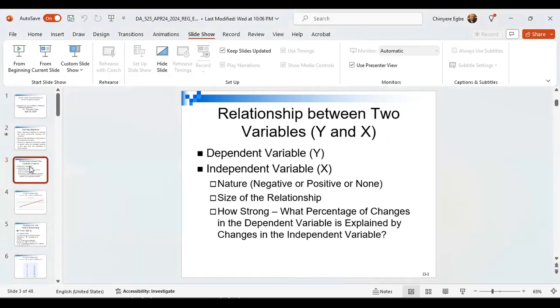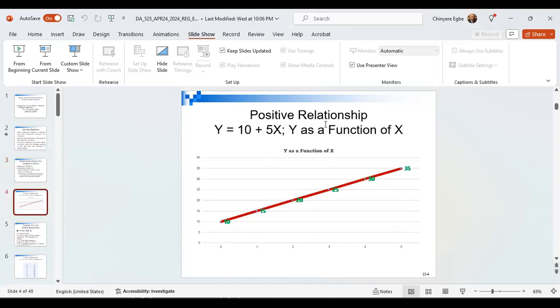And as we said, we want to know first of all the nature of the relationship, then the size of the relationship, then how strong is the relationship. Please stop all private conversations. The relationship could be positive or negative. This is a positive relationship, y as a function of x, for example y equals 10 plus 5x. Essentially, in a regression model, we are looking at what you all know as the equation of a line.